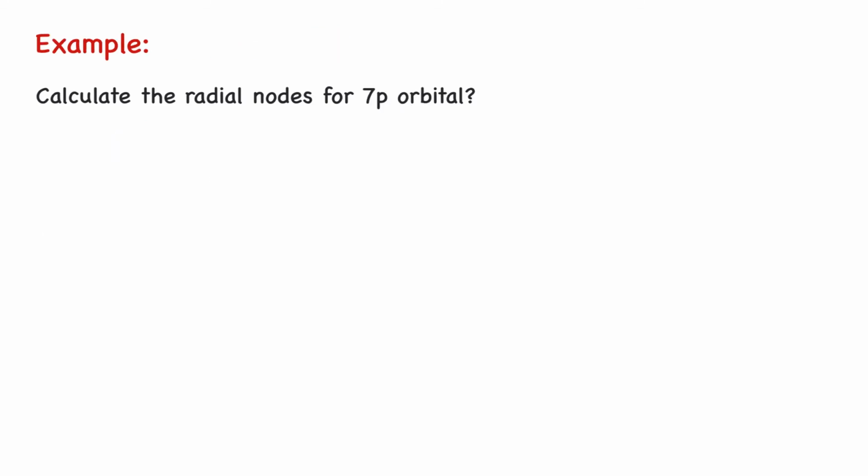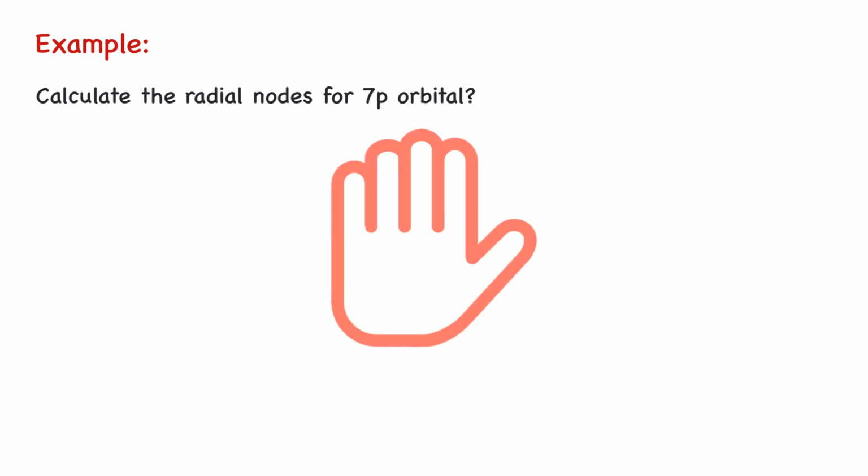Let us do an example. Calculate the number of radial nodes for the 7p orbital. Pause the video here and try to answer this question.